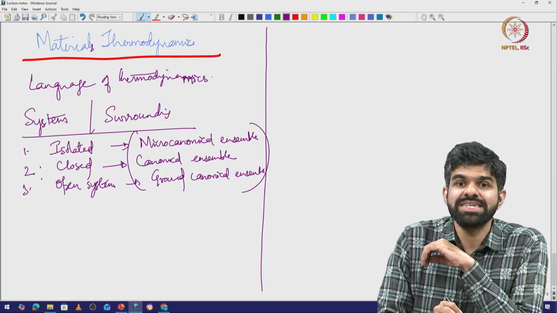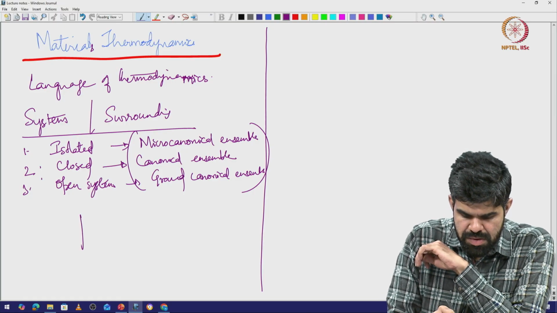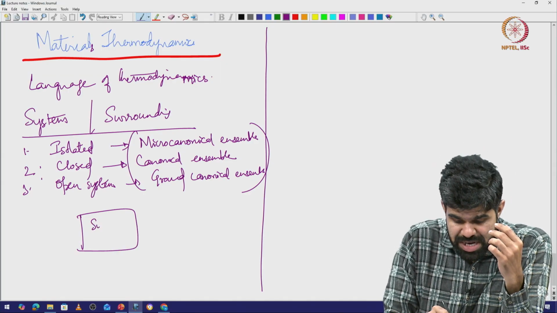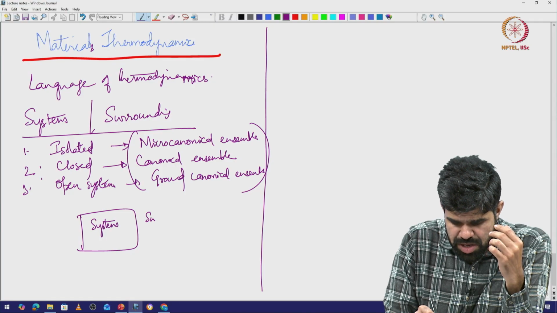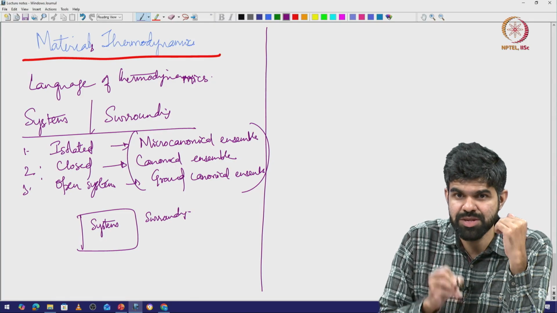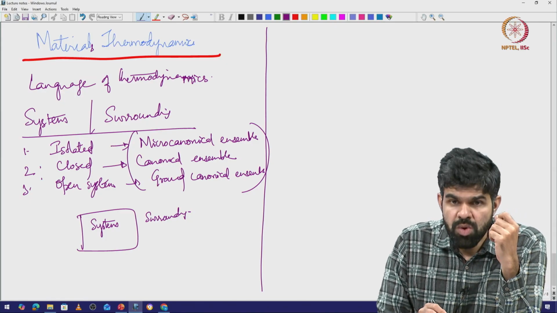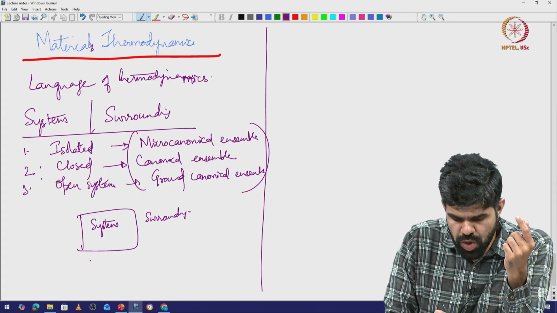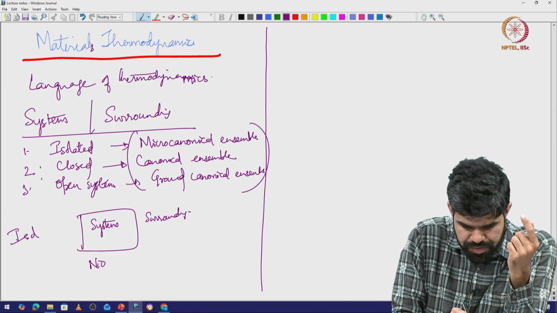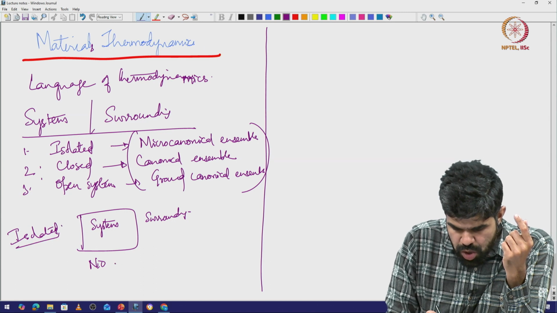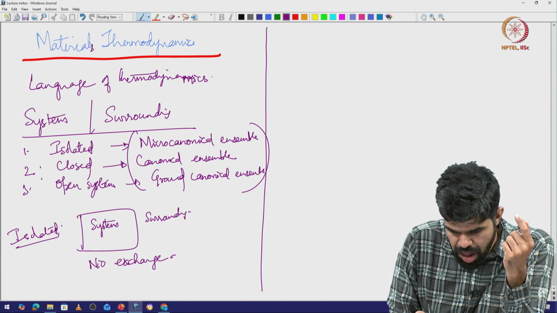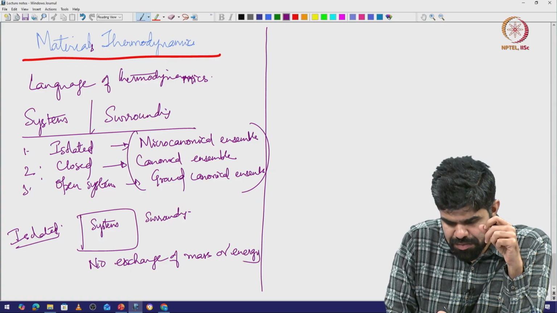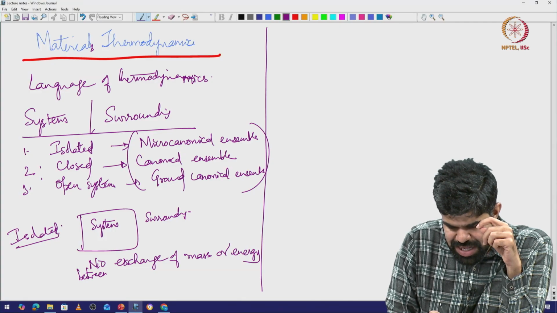Now what is an isolated system? An isolated system is a system where I care about everything, and so this is the system. Let us just call this the system, this the surrounding. The examples are coming, so wait for it. Now, the system, which is the region that I care about, does not exchange anything. So, no exchange of mass or energy between system and surrounding.